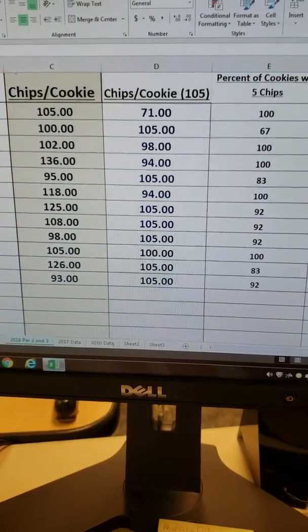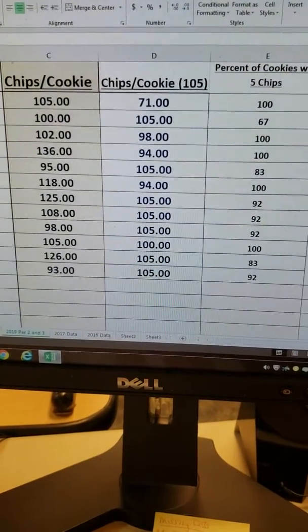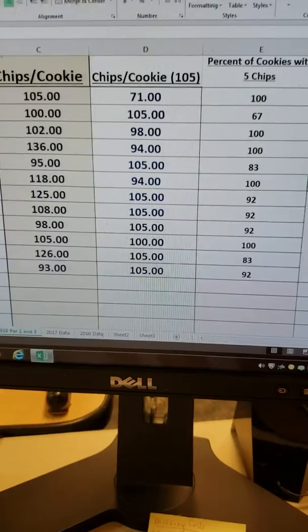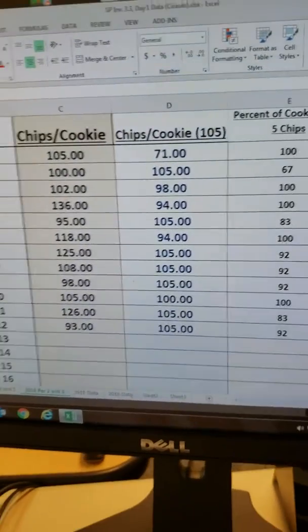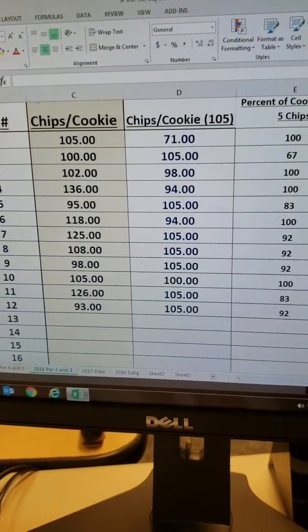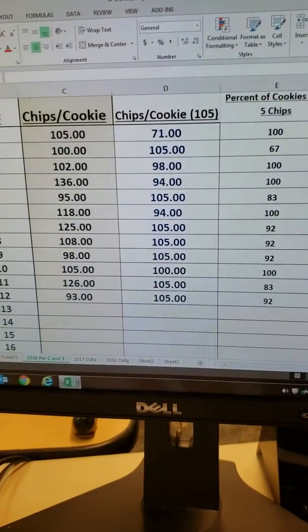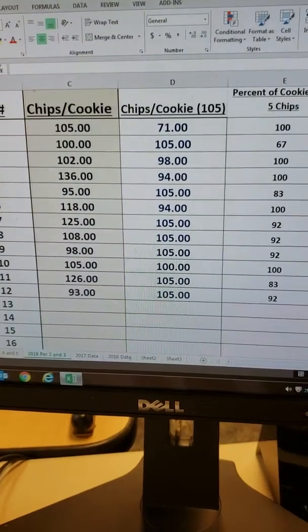So the question still remains, where should we put that target number for chips to make the batch get every cookie to have 5 chips, and also to be sure that we don't spend too much money?